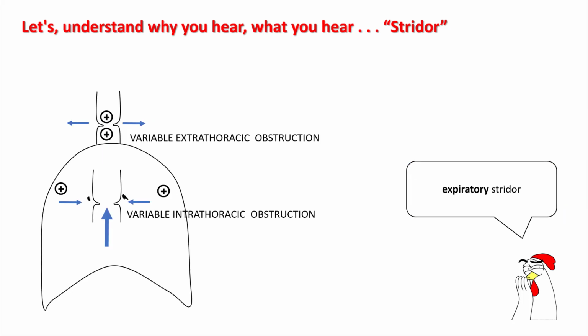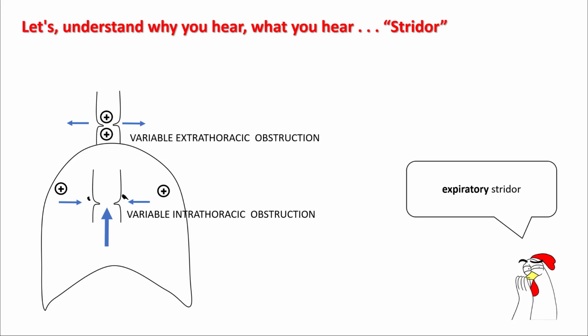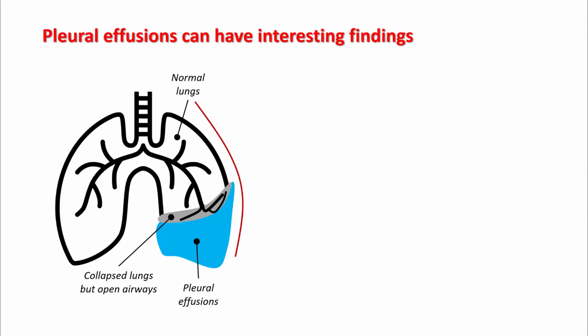During expiration, the opposite happens. Since the pleural pressure is more positive, the airways inside the thorax are much narrower, while the extrathoracic airways are much wider because of positive pressure inside them. So, a variable intrathoracic obstruction will have expiratory stridor.